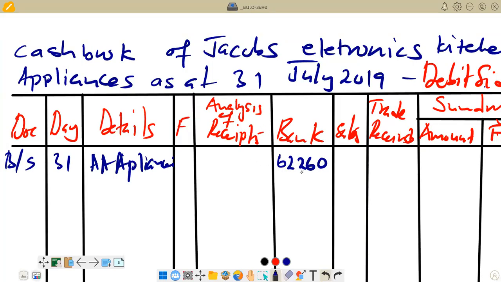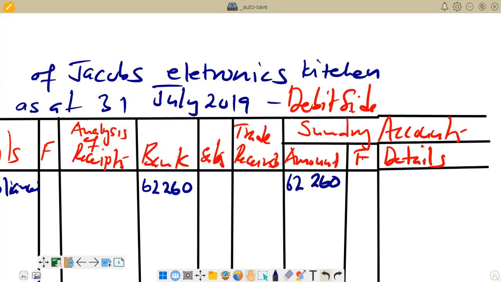So you see that this amount of 62,260 is not affecting our sales or trade receivables. So in that case, we put it under sundry, and the figure that we have there is 62,260. Remember, this was a business that we owed money to. So this was a creditor or a trade payable and not a trade receivable, so it doesn't fit here. We put it in the sundry account section, and on the details we specifically indicate that it's a trade payable.